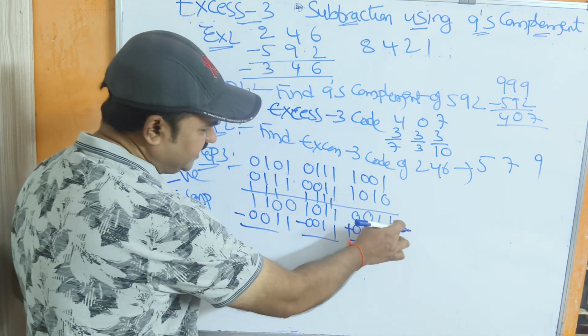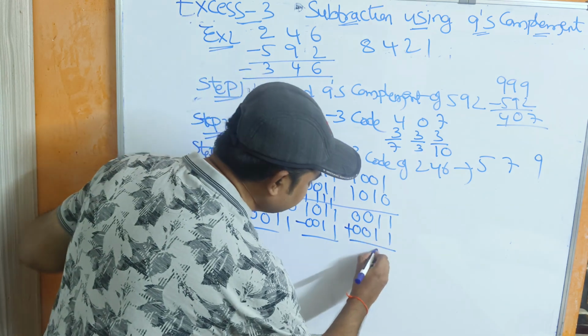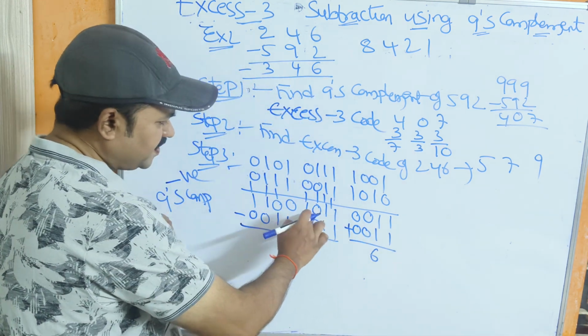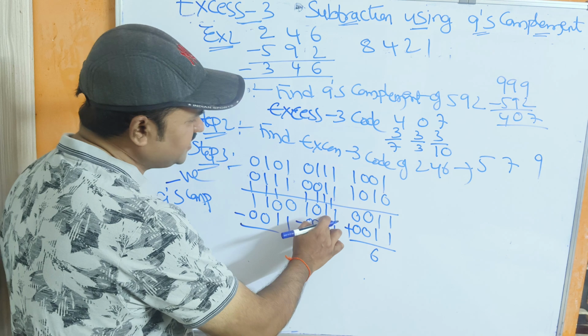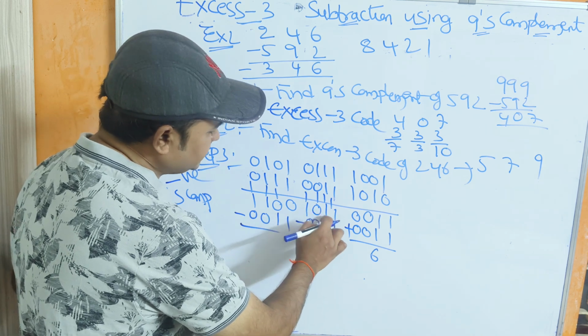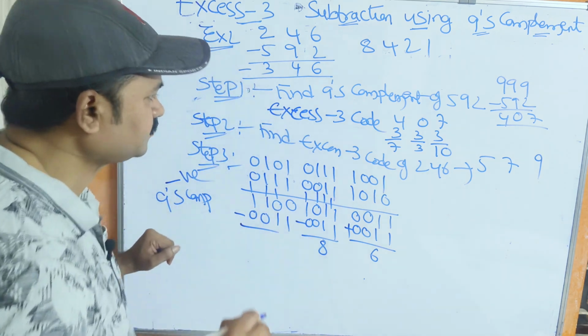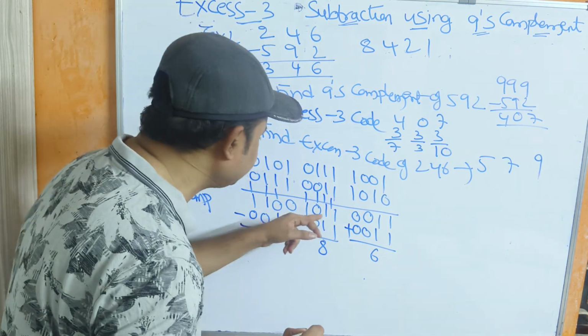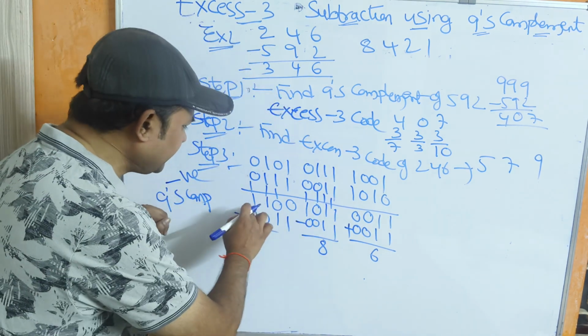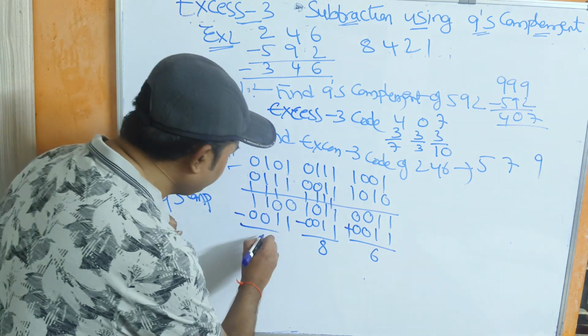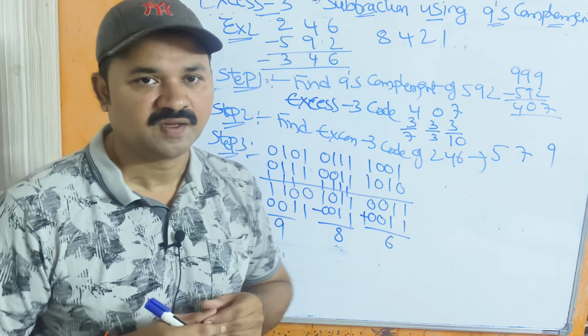So here 3 plus 3 means 6. Here 8 plus 4, 2; 8 plus 2 plus 1, 11. 11 minus 3 means 8. 11 minus 3 means 8. Next this one, 8 plus 4, 12. So 12 minus 3 means 9.